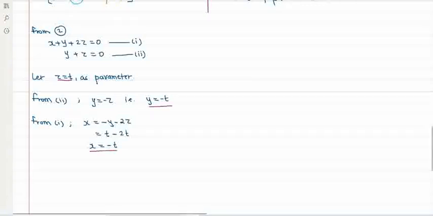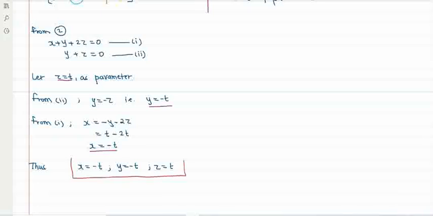So thus the solution, you are having infinite solutions again. Thus the solution x is equal to minus t, y is equal to minus t and z is equal to t. That is the required solution. So again, every time verify the solution whatever you obtain. For verification, this part is not necessary to write, it is for your understanding.